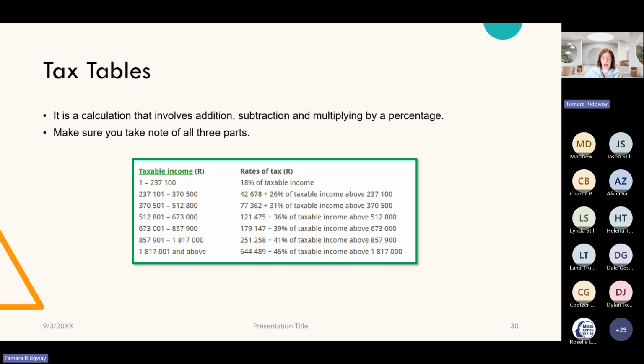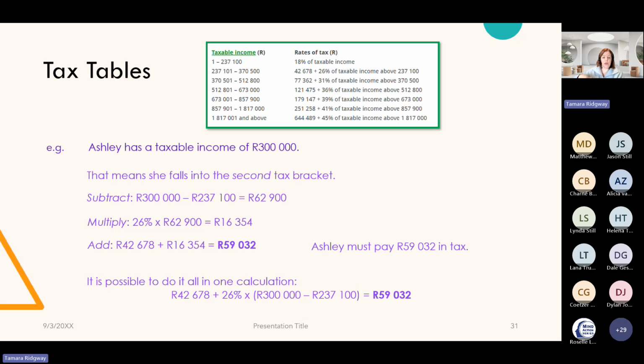Okay, so I point out that there are 3 parts to this calculation. It is a calculation that involves addition, subtraction, and multiplying, and you must take note of all 3 parts. So the first example that I would go through with them is Ashley has a taxable income of 300,000. No meat, no frills. You get the idea now. So this means she falls into the second bracket. So now, first we subtract that income above. First we subtract, then we multiply, then we add.